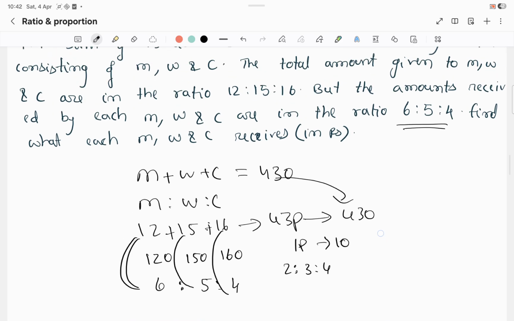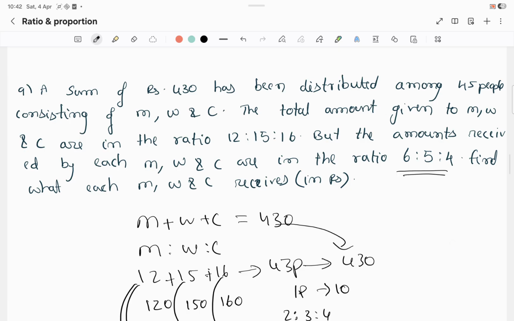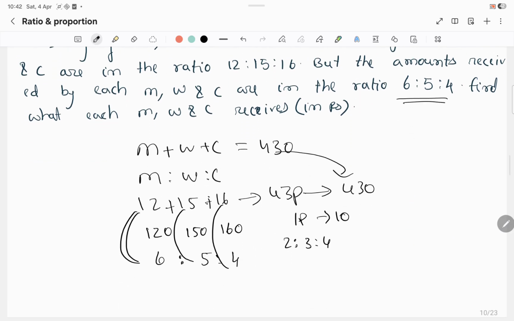These parts, 2:3:4, how much is given? Is that given in the question? 45 people. These are the people's ratio. 2 is to 3 is to 4 is the people's ratio. But the total of 2 is to 3 is to 4 is 45. Then 9 parts is 45. Then each part will be 5.